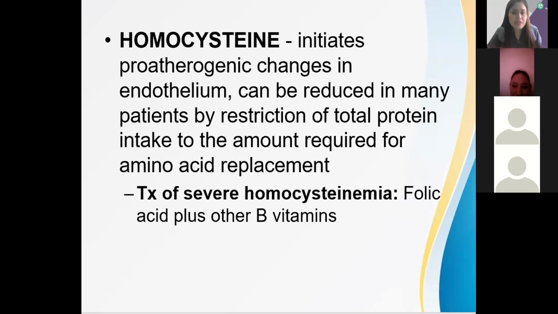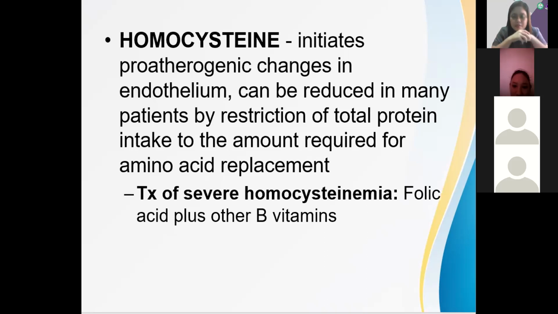Okay, and then we have here the homocysteine that is actually pro-atherogenic, meaning it can lead also to the formation of atherosclerotic plaque. Now, if the person has severe homocysteinemia, again, mag-lead siya into the formation of atherosclerotic plaque. So we have to limit the intake of the person sa total protein also.